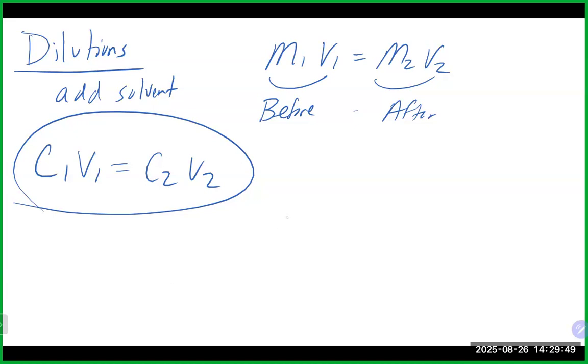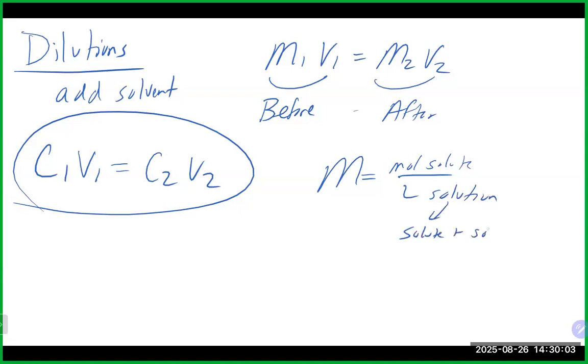Why does the molarity get less when you dilute something? It is because of the definition of molarity, which is moles of solute over liters of solution. Remember, the solution is the solute plus the solvent. So when you add more solvent and you do a dilution, you're basically making this bottom number larger, which makes your molarity go down. Bottom number goes up, molarity goes down.